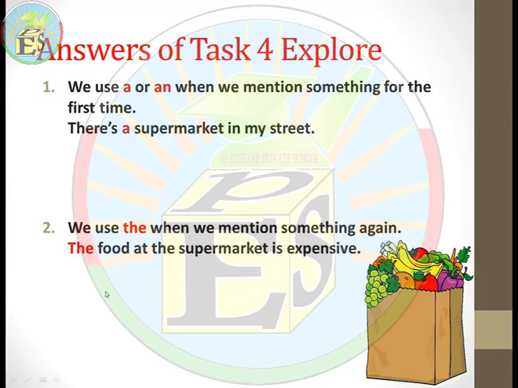And then the second thing that you need to know is that we use the when we mention something again for the second time. So the food at the supermarket is expensive. The answers are written in red, so please put the answers in the correct place.